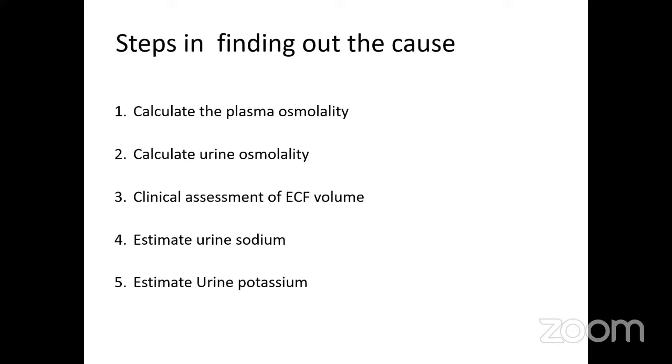Now, how will you find out the cause of hypotonic hyponatremia? We will have a few case illustrations for that. The first step is to calculate the plasma osmolality. The second step is to calculate the urine osmolality. Third is to assess the volume status. Then you estimate the urine sodium and urine potassium.